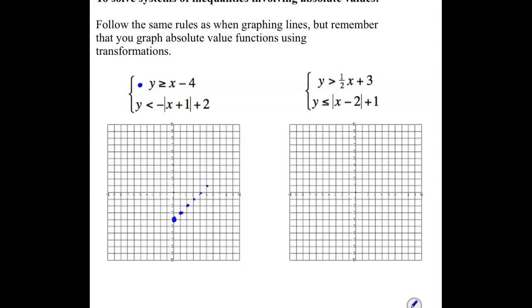And then we do have to focus on whether it's solid or dotted. Since this one has an equal sign, we're going to make a solid line through that. And then we want y also to be greater than that line, so we are focusing on shading above the line.